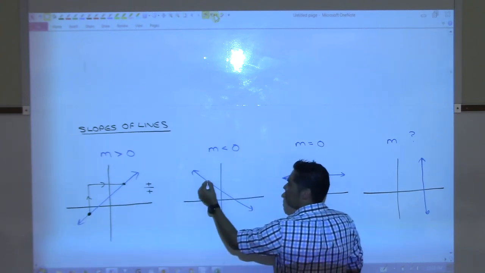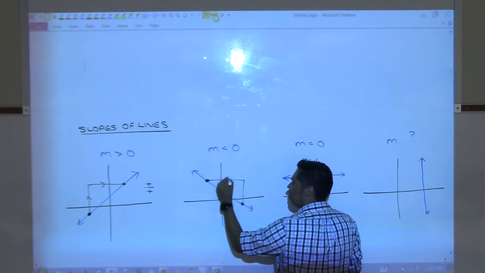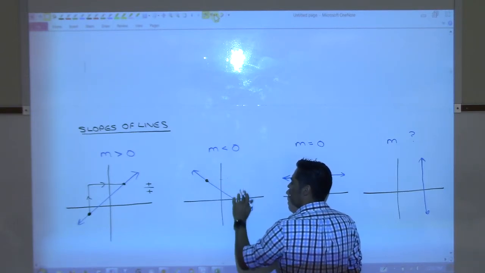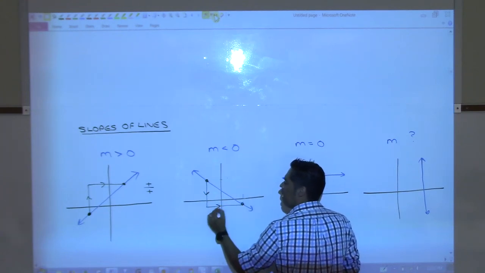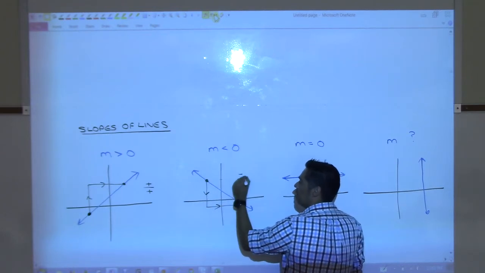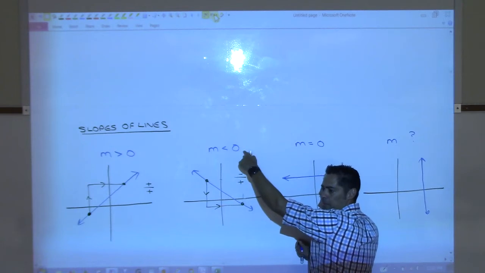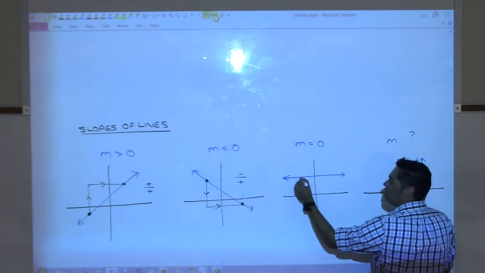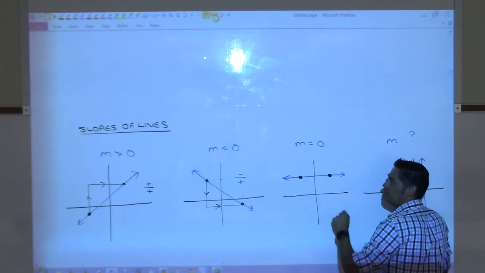Here, if I'm trying to go from this point to this point, I'm going to have to go down and then to the right. So if I go down and to the right, down was negative, wasn't it? And to the right was positive. So we're going to have a negative divided by a positive number, and that's why my slope is negative. Make sense? Okay.